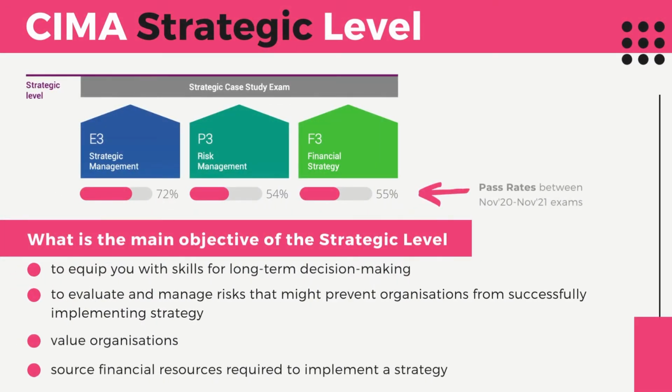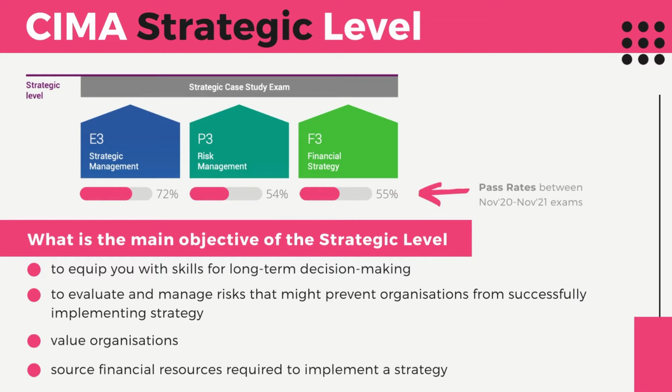First, we'll start by setting the scene and show you the 2020 to 2021 pass rate for the strategic level exams. And as you can see here on the screen, E3 had a substantially higher than average pass rate. So this should offer you some assurance that you've got a good chance of passing this exam. Now P3 and F3, on the other hand, both have a very slightly higher than average pass rate. But fear not, because our students here at Practice Test Academy are most likely to be in that success bracket.